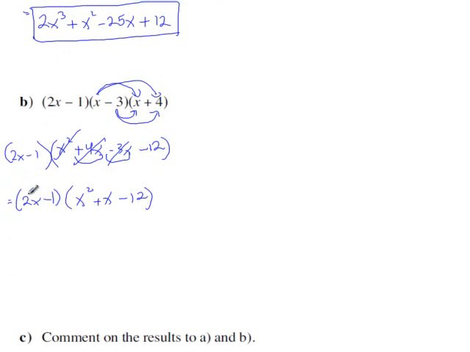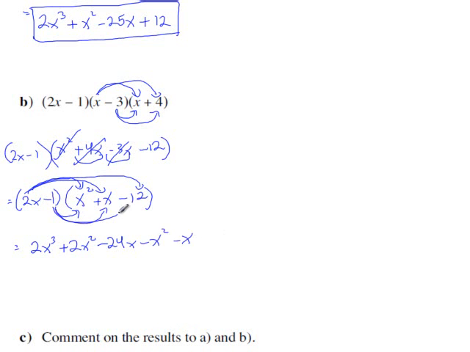Then multiplying that out, 2x times x squared equals 2x cubed. 2x times x is 2x squared. 2x times negative 12 is negative 24x. Negative 1 times x squared is negative x squared. Negative 1 times positive x is negative x. And negative 1 times negative 12 is positive 12.